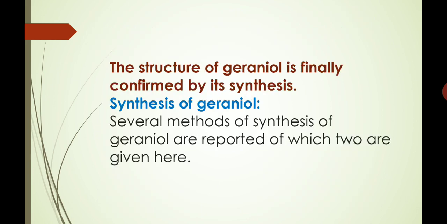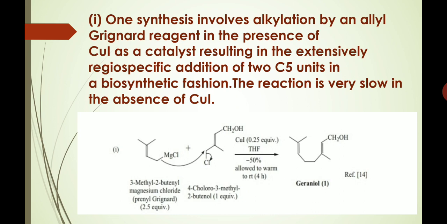The structure of geraniol is finally confirmed by its unambiguous synthesis, and several methods of synthesis of geraniol are reported, of which two are given here. Here is synthesis 1. In this, alkylation by an allyl Grignard reagent in the presence of CuI, copper iodide, as a catalyst, results in an extensively regioselective addition of two C5 units in a biosynthetic fashion. The reaction is very slow in the absence of CuI.